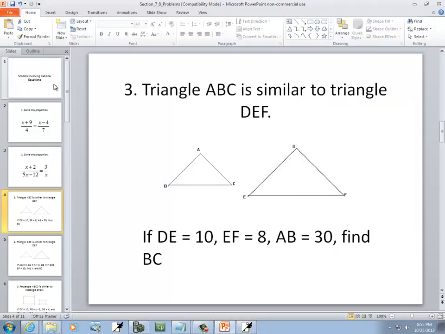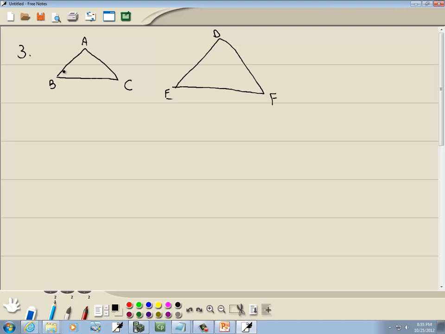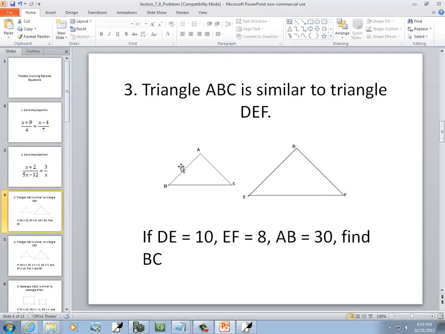Now similar means that this angle is the same as this angle. This angle up here is the same as this angle. And this angle here is the same as this angle in terms of degrees. These sides will be different, but they'll be proportional. So if I compare this side to this side and set it equal to this side compared to this side, they'll be proportionally equal. We're going to use that to help us figure out what they're wanting.